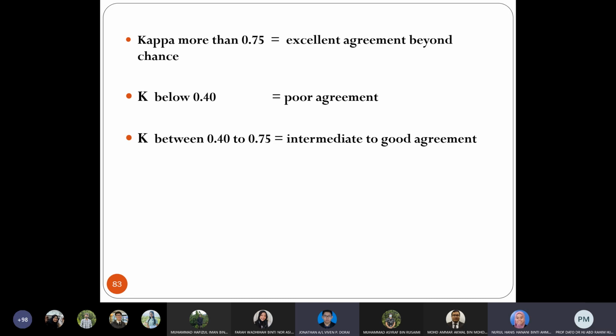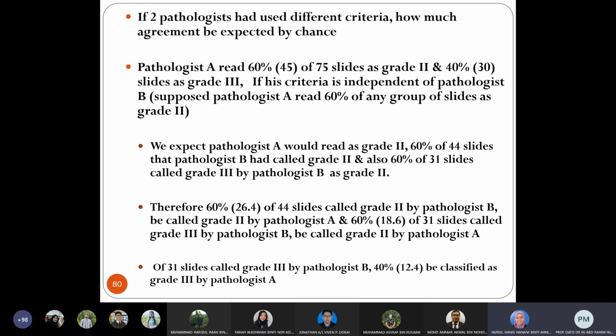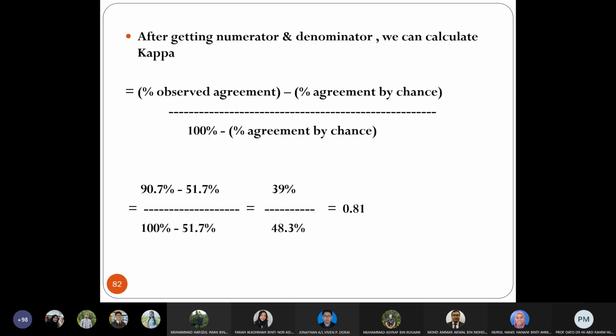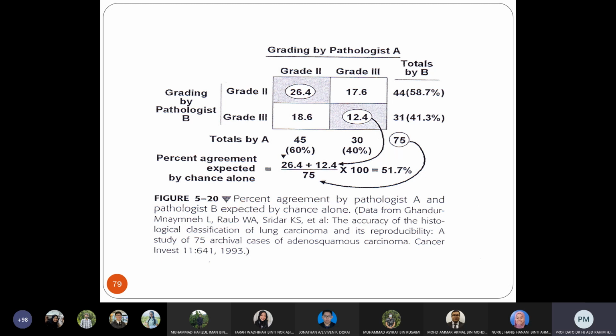Prof, for slide number 80, why do we need to multiply the percentage by the number of slides that the pathologist used? Because we want to calculate what I call the agreement by chance. This is the calculation. How to calculate by chance? Because at the end of it, the formula needs to calculate by chance.